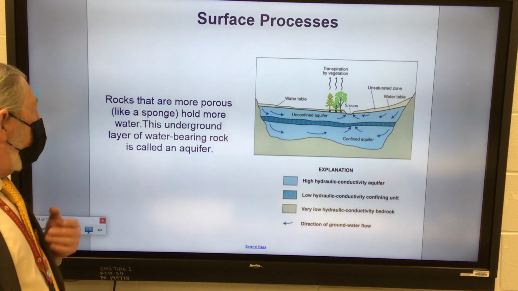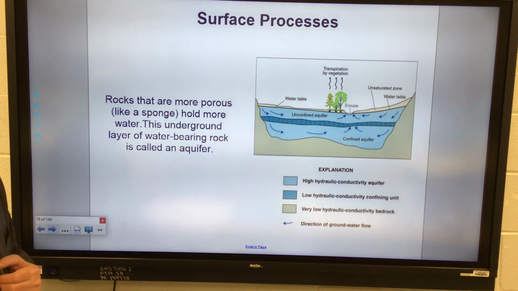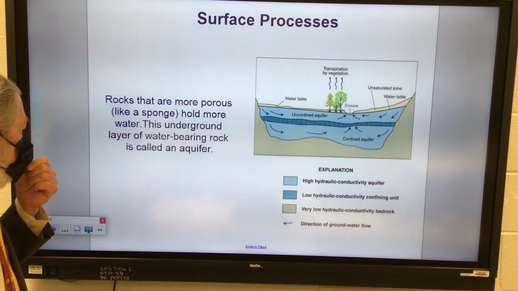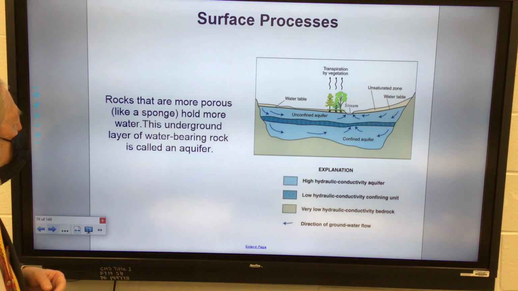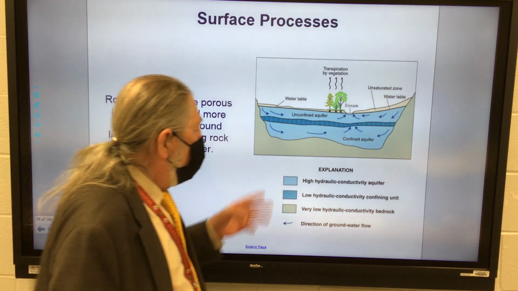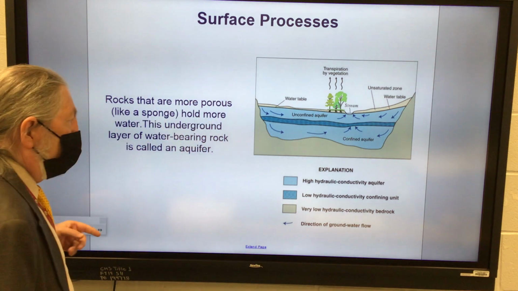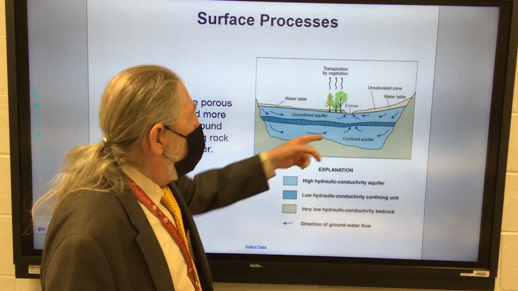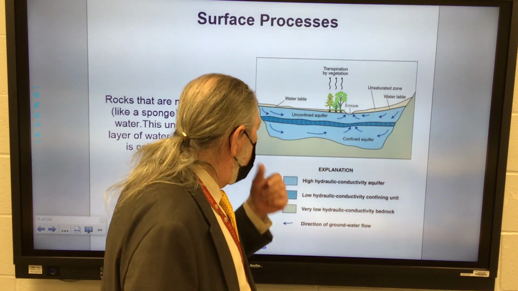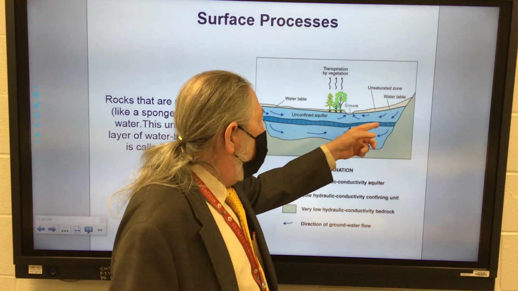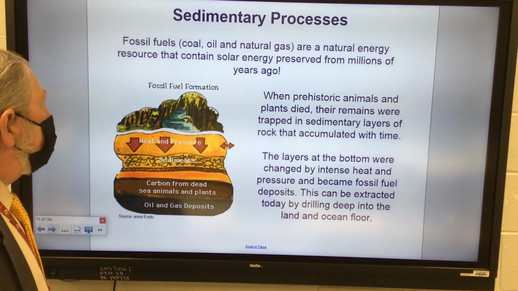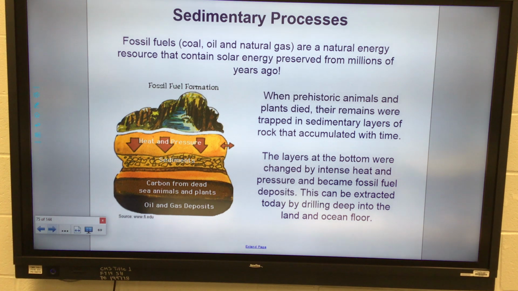So rocks that are more porous, like a sponge, that's what porous means, hold more water, right? This underground layer of water-bearing rock is called an aquifer, okay? Aquifer. And you have two different kinds. You have unconfined aquifers, and then you have confined aquifers. The confined aquifers have rock in between there, okay? So let's look at this sedimentary process here.